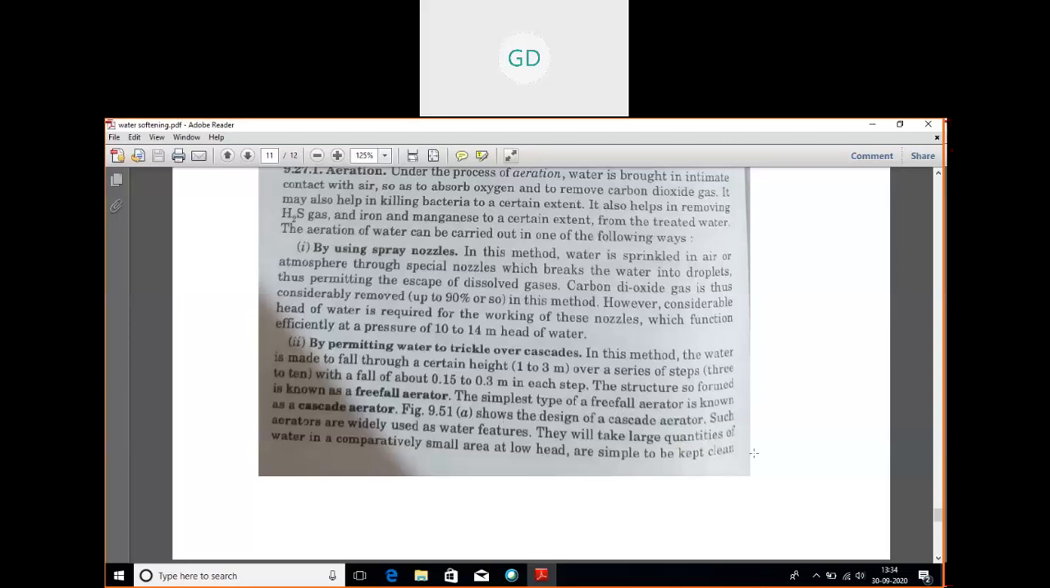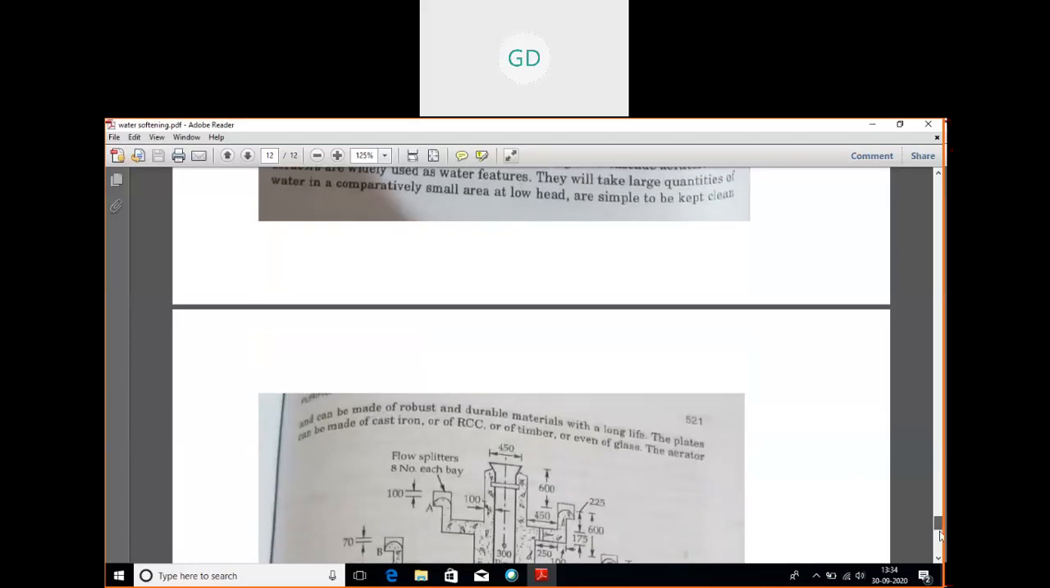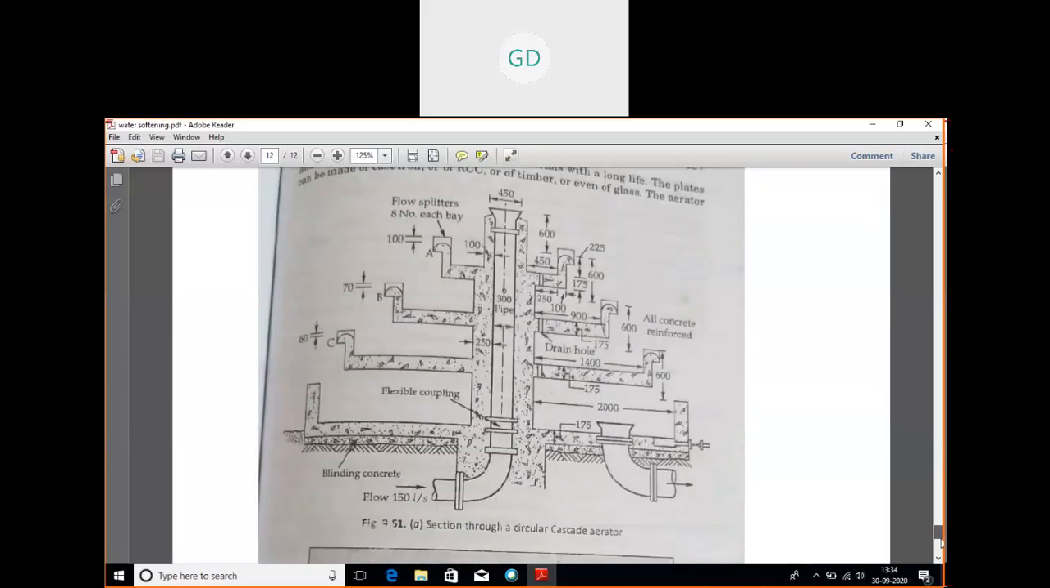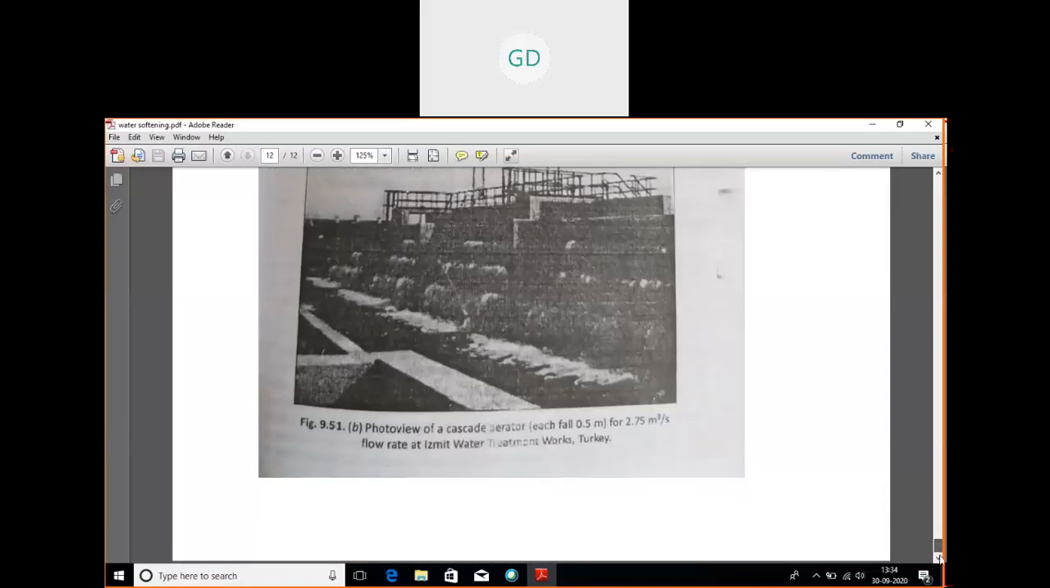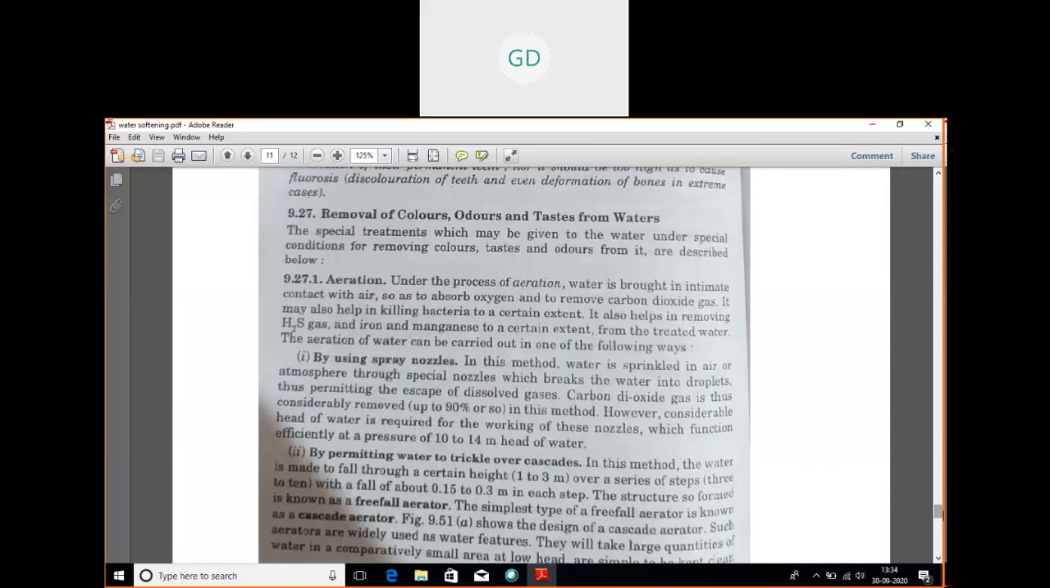When the water falls through the steps, the carbon dioxide gas is removed and oxygen is supplied to the water. So if you remember these two methods, then it's fine. Aeration is a process.